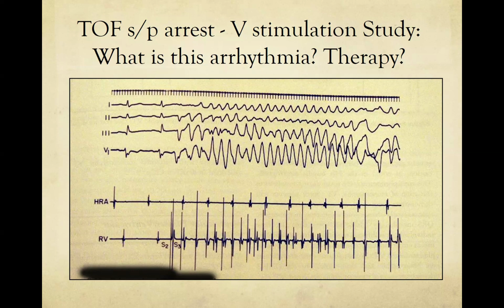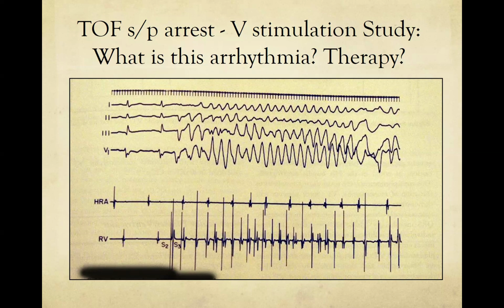And so when we're doing a V-stim study, we're always happy when we're not able to induce with double extra stimuli. And with triple extra stimuli, it always gets us nervous when we have to start getting more and more premature with our extra stimuli, because as we become more and more premature, the specificity of the study goes down because a small percentage of people will be positive, even though they are not at risk for spontaneous ventricular arrhythmias.